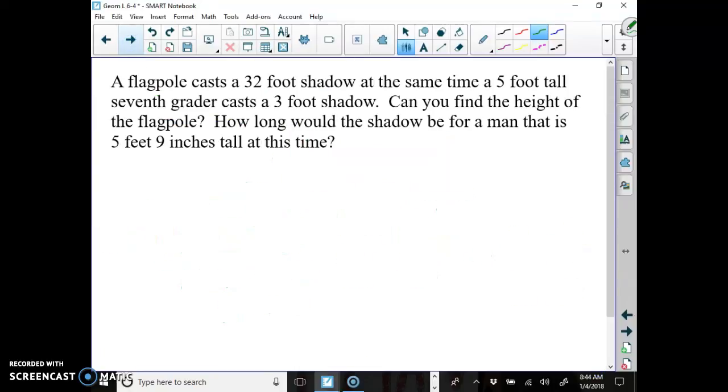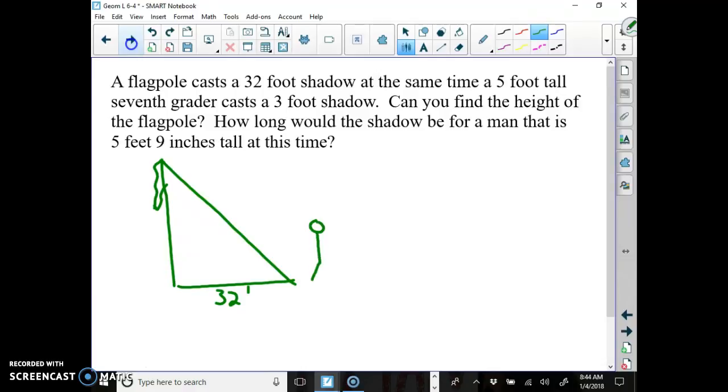Okay. Here's another place it would be fun to do this, but we're not going to go out and stand in the snow and freeze. Okay, so we have a flagpole. Here's my flag on the flagpole. It's not windy today. The flagpole casts a 32-foot shadow. At the same time, a 5-foot-tall 7th grader, I'm not an artist, casts a 3-foot shadow. How tall is the flagpole?